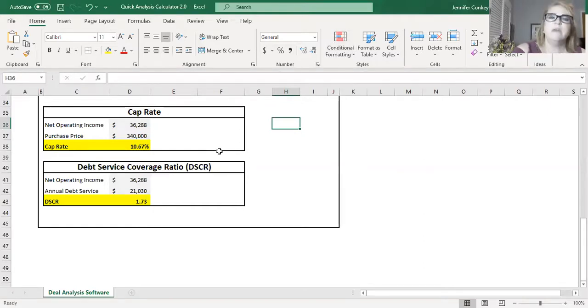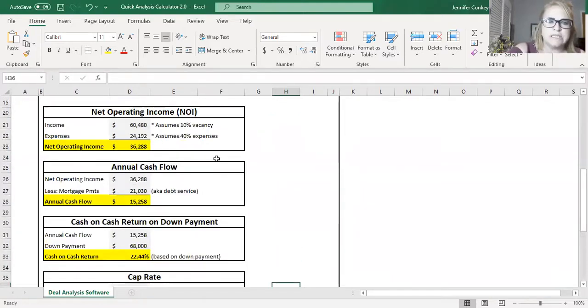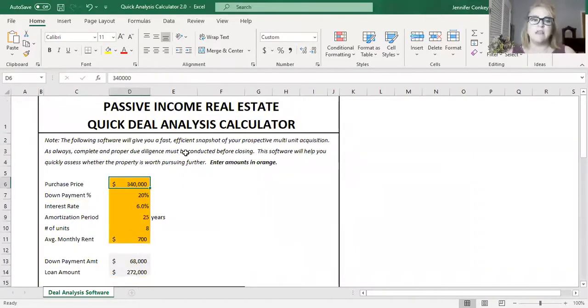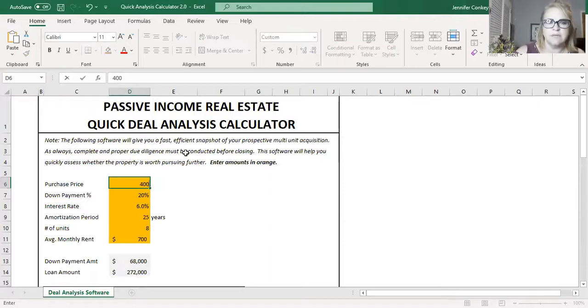All right. So here's more about cap rate. Cap rate will help you quickly make a decision as to which property is going to be more profitable, because it's just a relationship between how it's performing and the price. For example, we see 10.67 right here. That's based on 36,000 of net operating income and a 340,000 purchase price. Let's just say that the seller was asking for 400,000. Let's put in 400,000 and take a look.